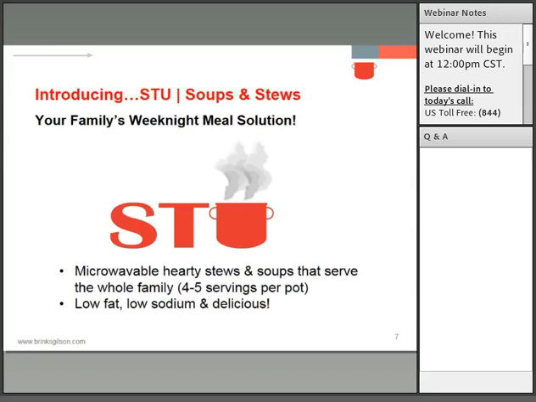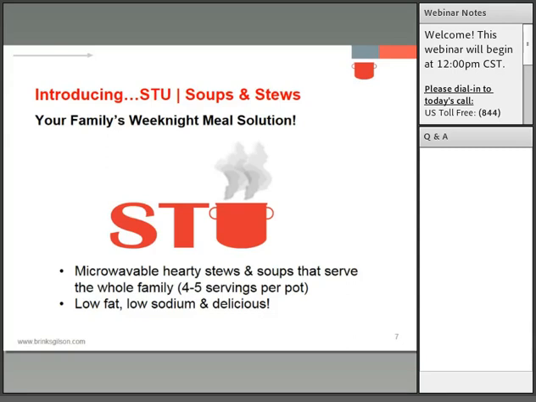Okay, so the hypothetical that we are going to work with today is a new soup product, soup or a stew. They have both soups and stews in the pipeline for a new product that is going to be marketed as your family's weeknight meal solution. Stew is a microwavable hearty stews and soups that serve the whole family.